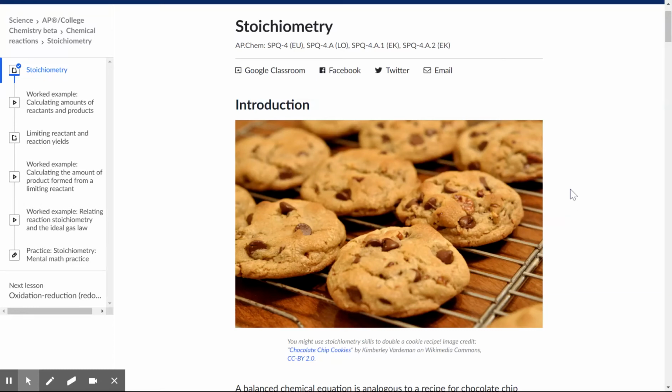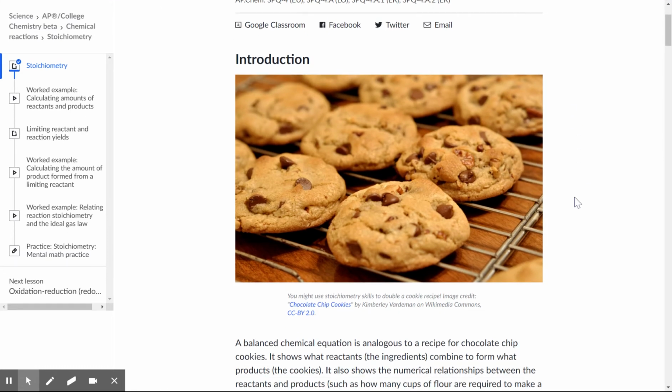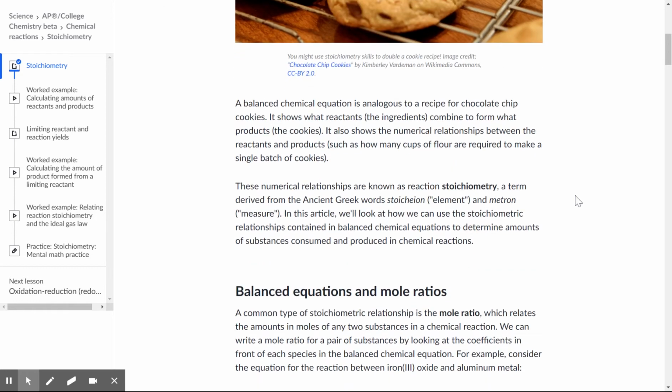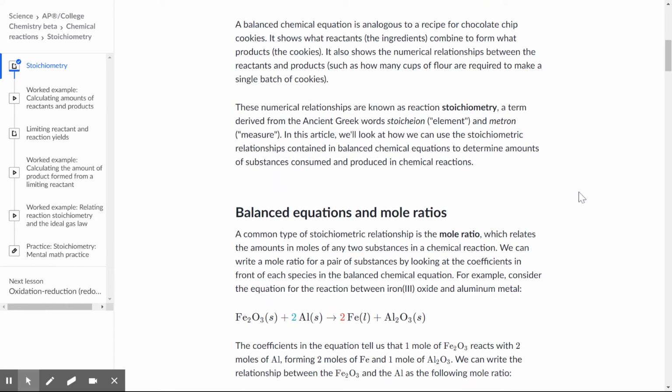Hello, everyone. So, things you need to know about stoichiometry. It is often compared with just baking cookies, doing something in your kitchen, because it's basically taking one substance and another substance, and you can have a reaction, and then you can have two different substances. So you have two reactants and two products, as you can see here.